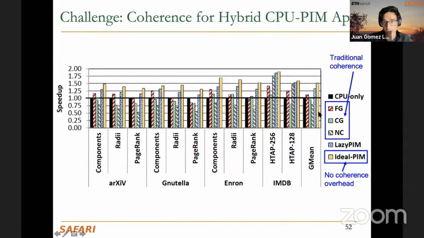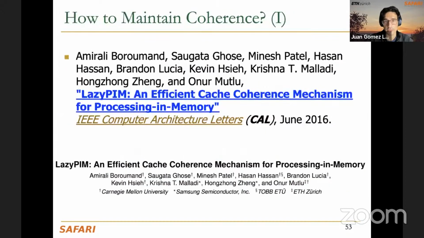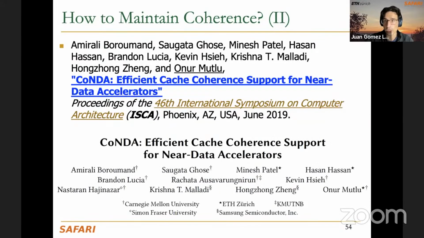That is this yellow bar. So it was clearly necessary to propose a new mechanism to maintain the coherence in a CPU-PIM system. Our group published a couple of papers about this. The first one was LazyPIM, and the second one was CoNDA, an extension of this LazyPIM proposal.